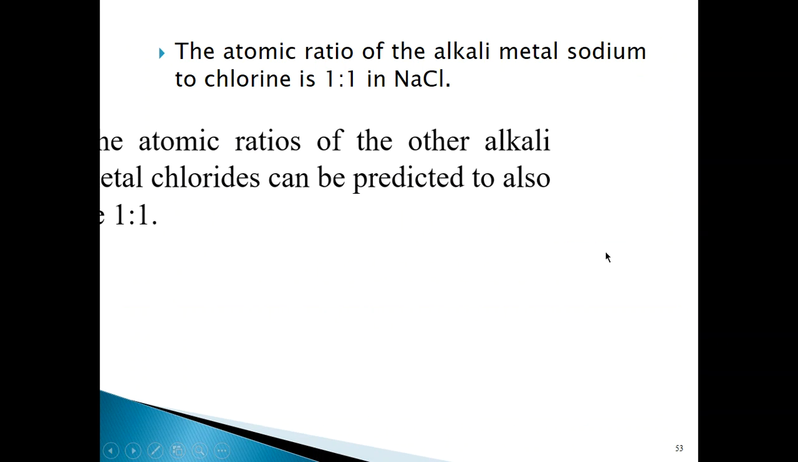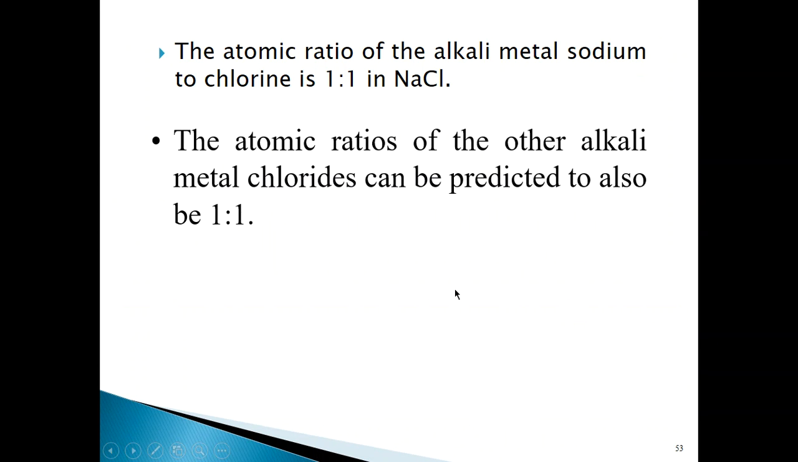So in the case of sodium chloride, there's a 1-to-1 ratio because sodium has one electron in its outermost shell. So there's a 1-to-1 ratio between the sodium and chloride ion. And that is true not only of sodium, but also of every element in group 1. All the alkali metals, lithium, sodium, potassium, will form chlorides where there's a 1-to-1 ratio between the metal ion and the chloride ion. So they all have similar formulas as you can see here.